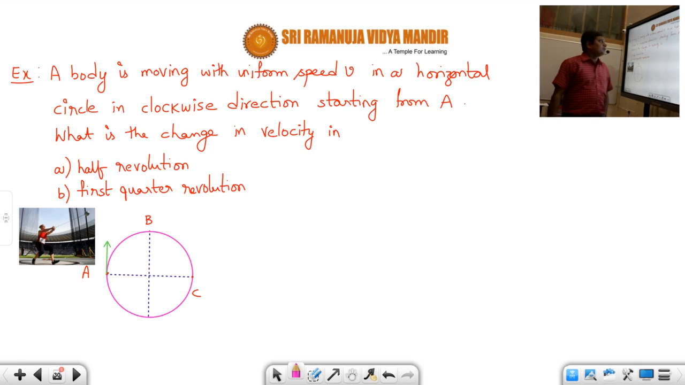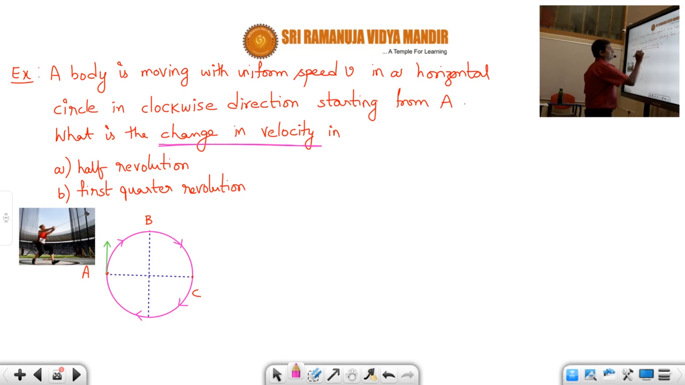A body is moving with a uniform speed v in a horizontal circle in clockwise direction. Here it is going in a clockwise direction. A body is moving in a clockwise direction, students. That means it is going like this, like this, like this. A body is moving with a uniform speed v in a horizontal circle in clockwise direction starting from A. Okay, students. What is the change in velocity?